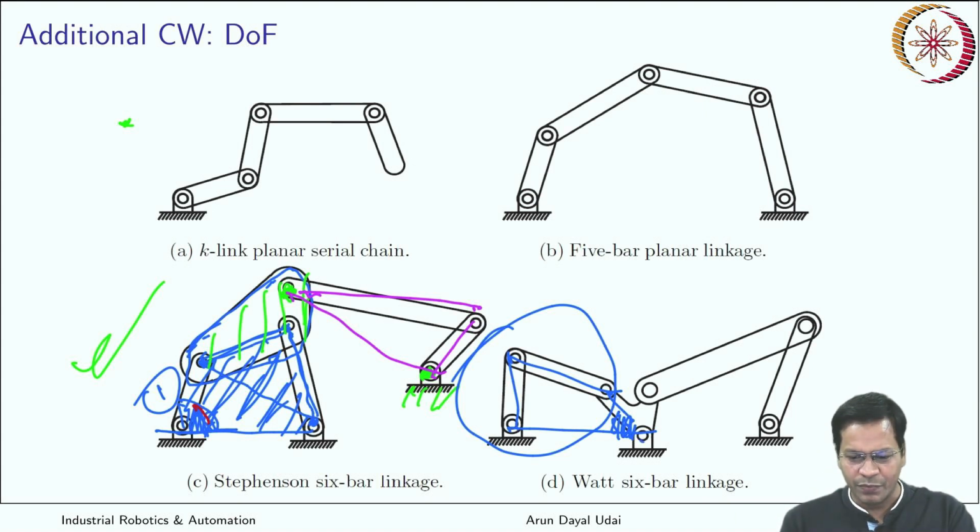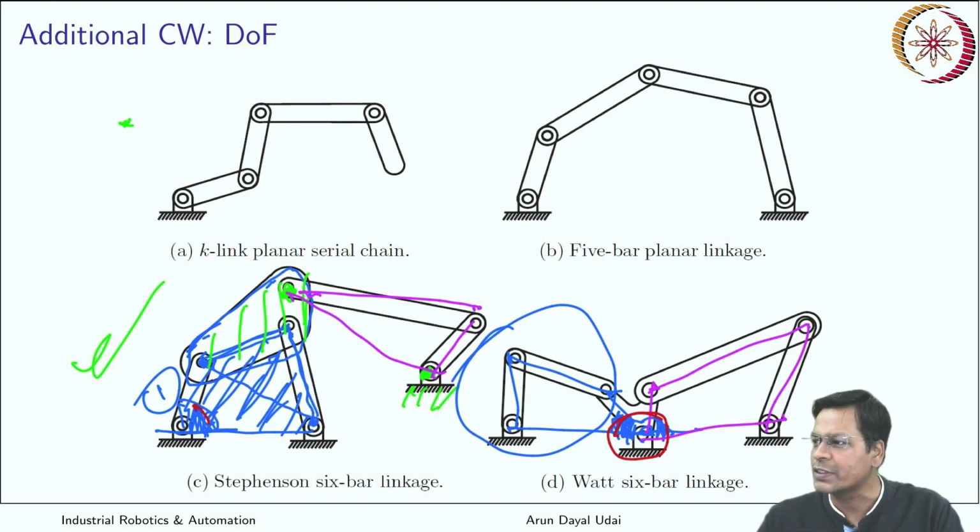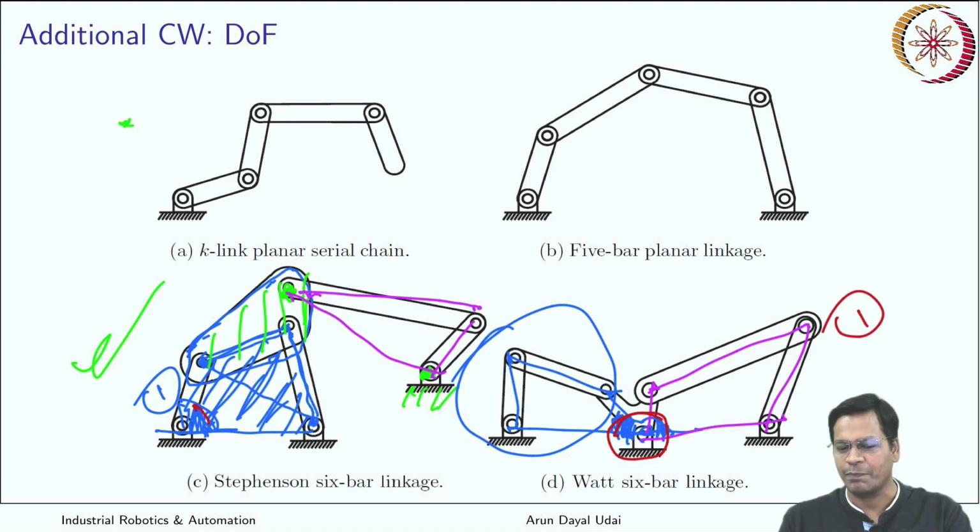Okay, now if this is fixed, that means this also is fixed. That means the remaining 4-bar mechanism which is here is also fixed. That means freezing just one joint is freezing the whole of the system, fully defining the system. That means this again is a 1 degree of freedom system.